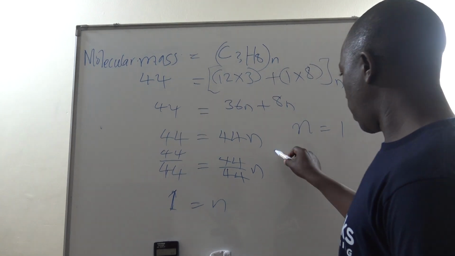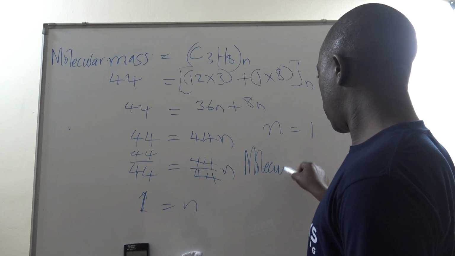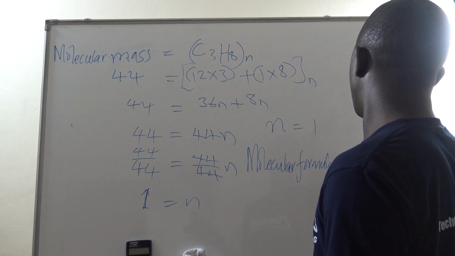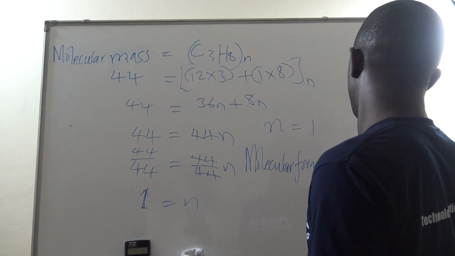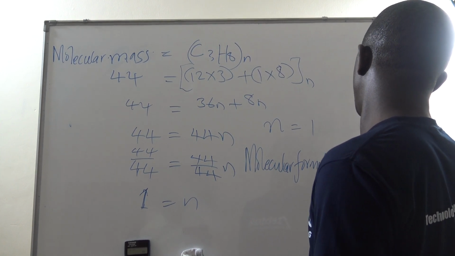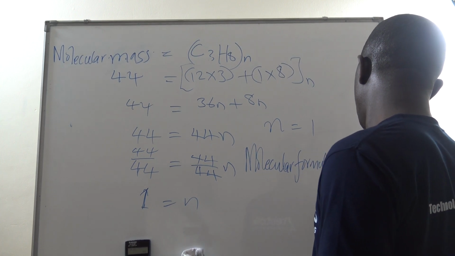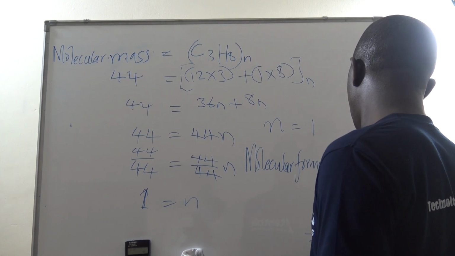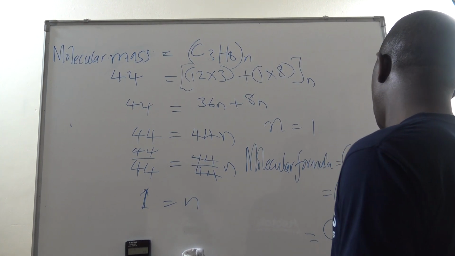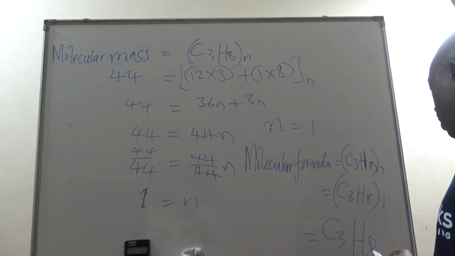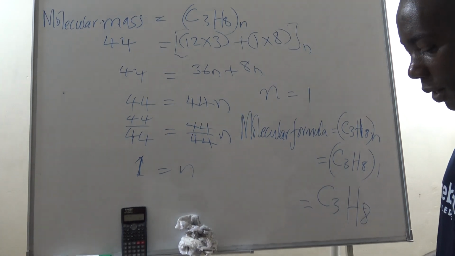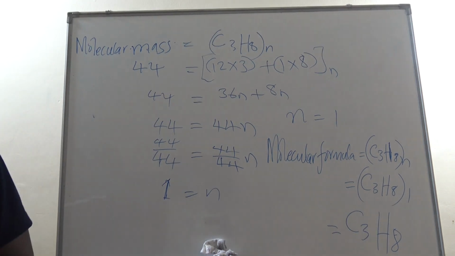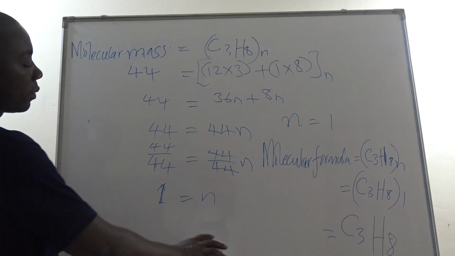So if we're looking at the molecular formula, we should have the empirical formula multiplied by n, and this time we know our n, which is 1, and therefore we get C3H8. So this is our molecular formula, and that is how we can work it out. That makes part B of our sample.